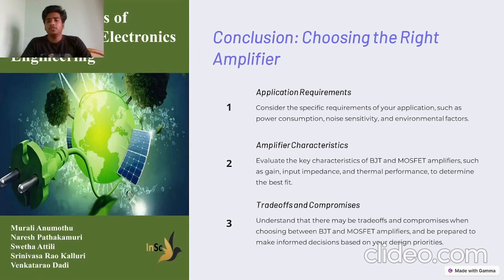Coming to the conclusion part, choosing the right amplifier. The first one is application requirements. Consider the specific requirements for your applications such as power consumption, noise sensitivity, and the environmental factors. The second one is amplifier characteristics. Evaluate the characteristics of BJT and the MOSFET amplifiers, such as gain, input impedance, and the thermal performance to determine the best fit. The third one is trade-offs and compromises. Understand there may be trade-offs and compromises when choosing between the BJT and the MOSFET amplifiers, and be prepared to make informed decisions based on your design priorities.